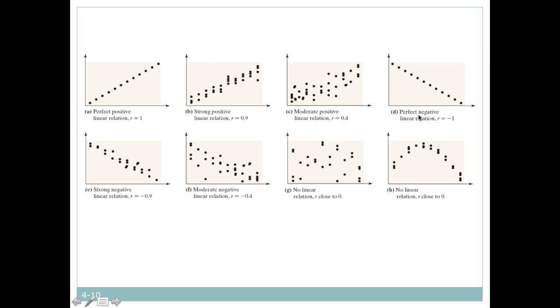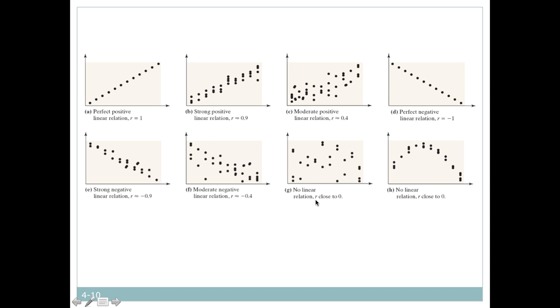Now, if you look at D, we have a perfect negative linear relation, so this is r equals -1. We have a strong negative linear relation down here. Again, these are very close to a straight line, but this would maybe be an r that's very close to -0.9. So again, very close to -1, but not equal to -1. And this is an example of a moderate negative linear relation. It looks very similar to this one over here, but there's a negative pattern, sort of a downward slope.